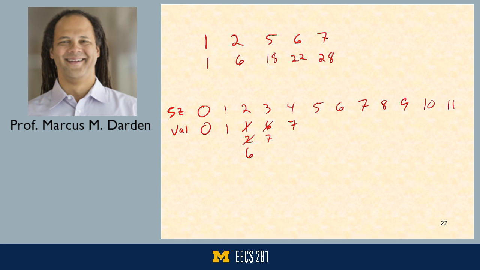I'll loop through each one of my N items. Say, well, I can add 1. I can always add 1. That's great. That gives me 8.